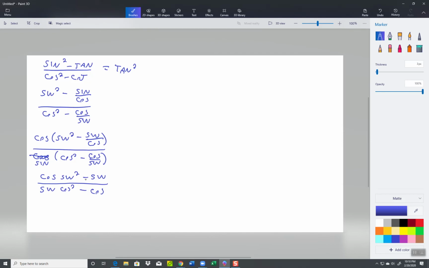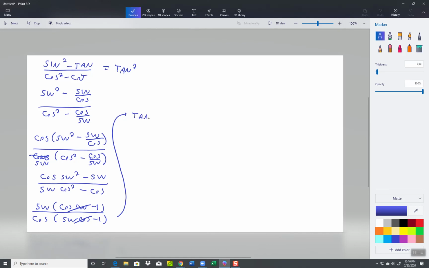Well, I can factor a sine out of the top because they have that in common. And what's that give us? Cosine sine minus 1. On the bottom, I can factor out a cosine. Oh, this one works out pretty nice. I see it now. So this is sine cosine minus 1. And cosine and sine is the same as sine cosine, so those cancel. And we're left with sine over cosine, which gives us tangent.